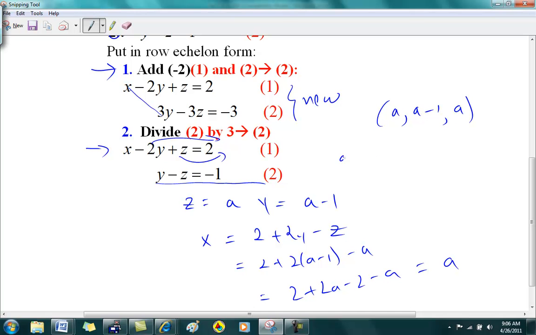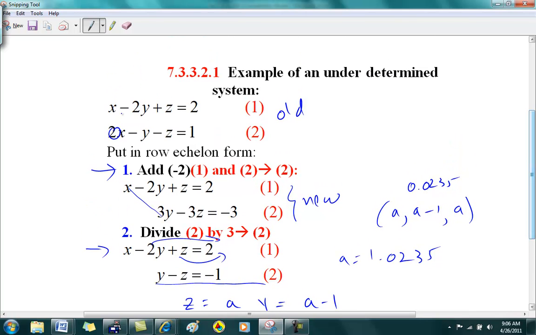So for example, a could be 1.0235. Then a minus 1 would be 0.0235. And you can pick any number and you can get a triplet out of there, and that triplet will satisfy the original set of equations that you have, if you've done your work correctly. So that's an underdetermined system.